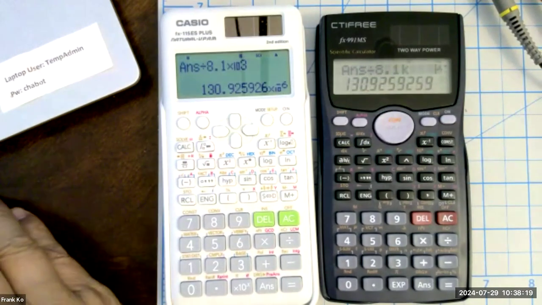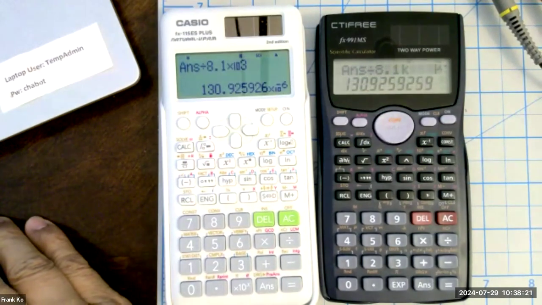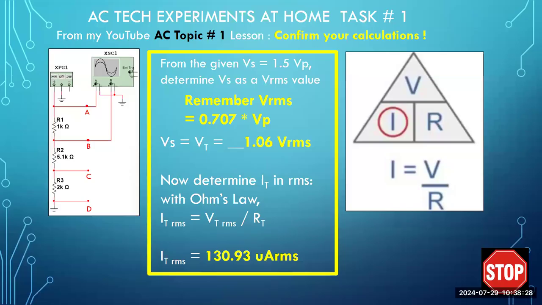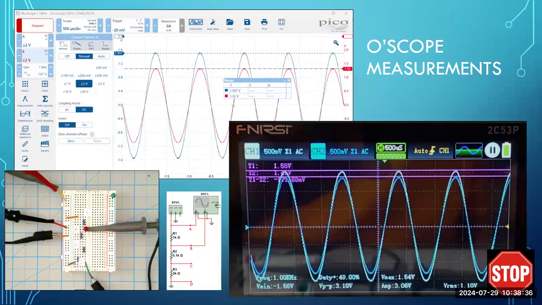Okay, so that being said, let us now go back to the screen mode. Okay, so in screen mode, yes, there's your answer. And now we can move on to the next step. So the next step is for us to look at oscilloscope measurements.